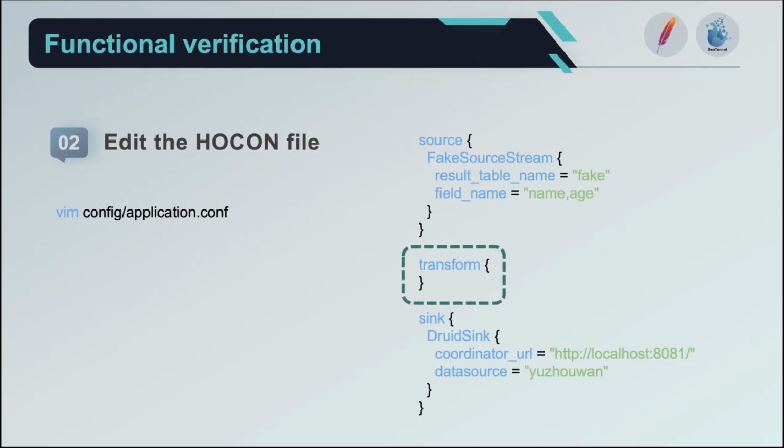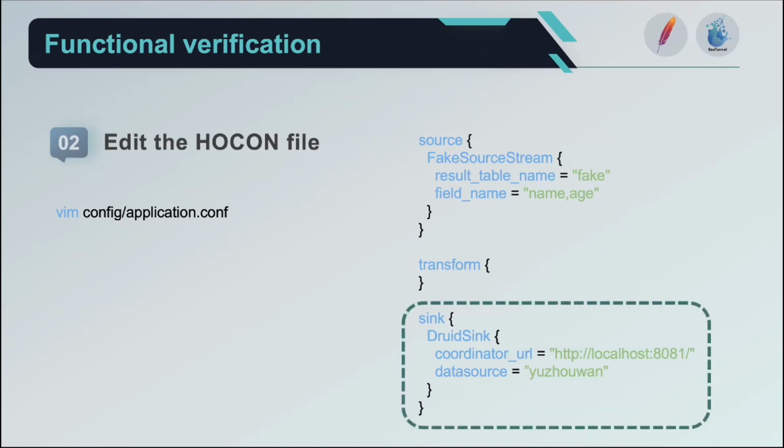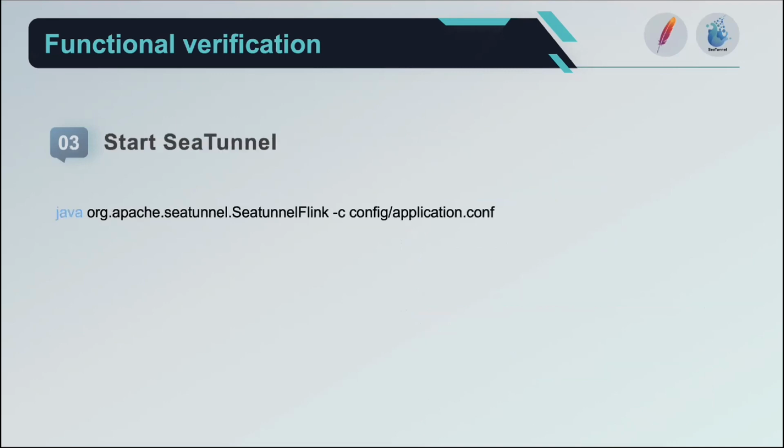The transform part is the default value, so we will not process any operation here. The sink part is Druid sink, which contains the URL of the coordinator and the name of the data source for the local Druid service. By this command, we can start the whole pipeline of SeaTunnel.